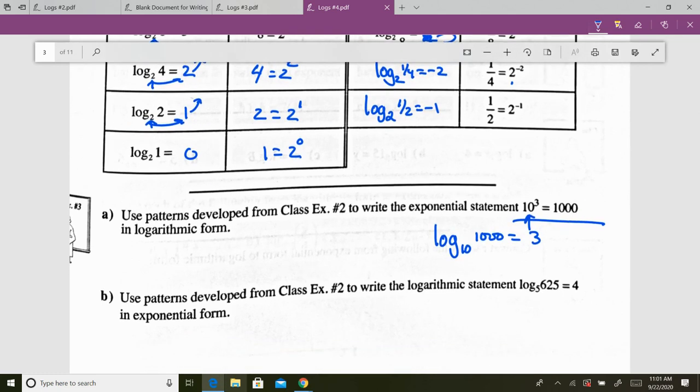What about this? Log base 5 of 625 equals 4. Can you write it in exponential form? So go the other way. What's my base? 5. So the 625 stays there, equals 5 to the power of 4. And the 4 gets kicked up to become an exponent.